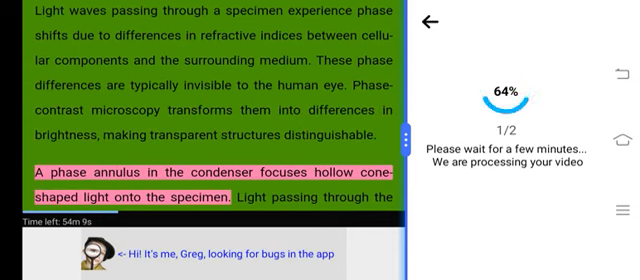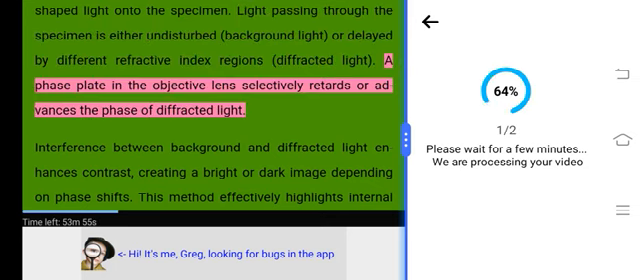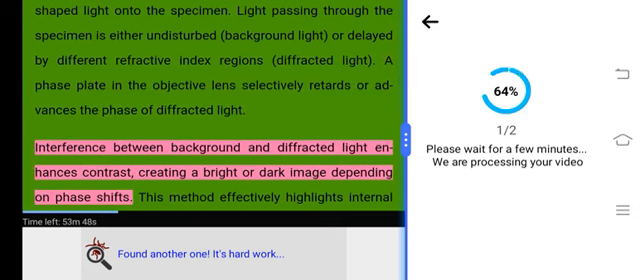A phase annulus in the condenser focuses hollow cone-shaped light onto the specimen. Light passing through the specimen is either undisturbed background light or delayed by different refractive index regions, diffracted light. A phase plate in the objective lens selectively retards or advances the phase of diffracted light. Interference between background and diffracted light enhances contrast, creating a bright or dark image depending on phase shifts.